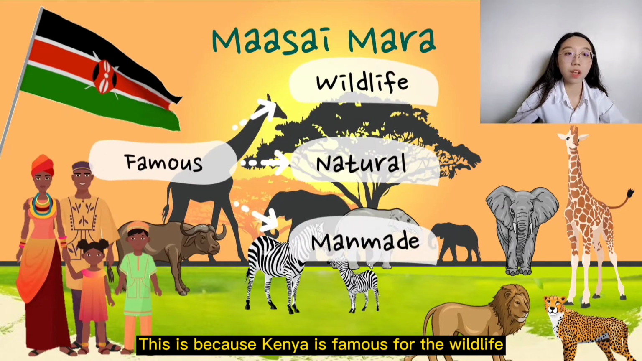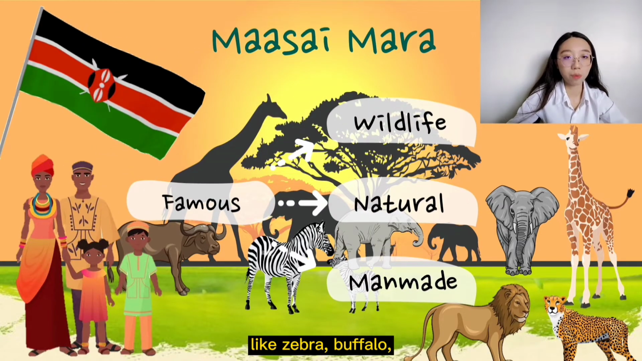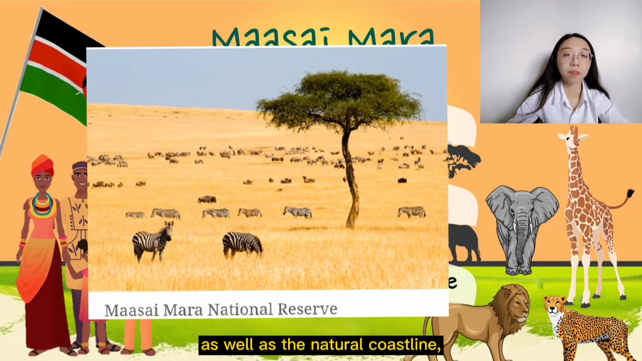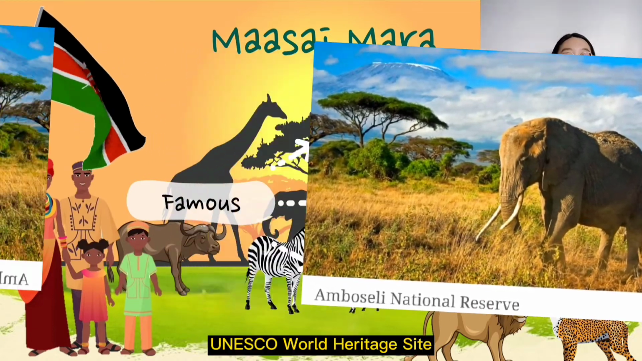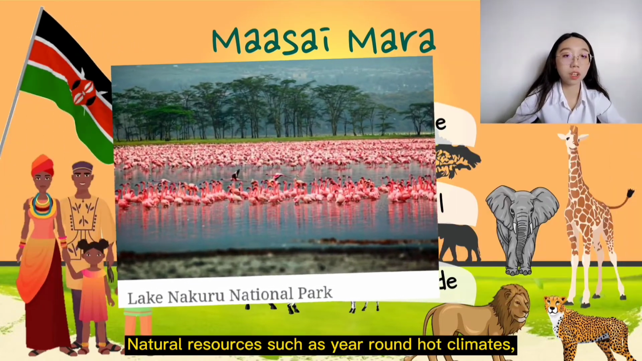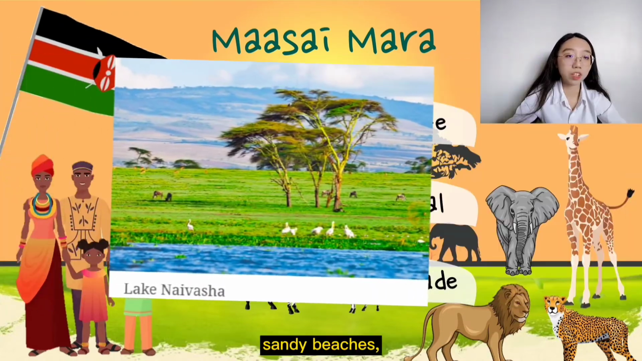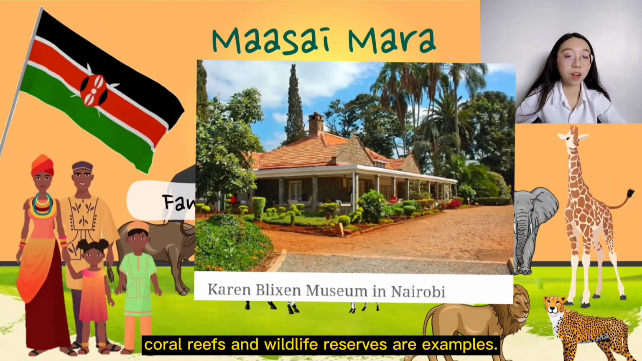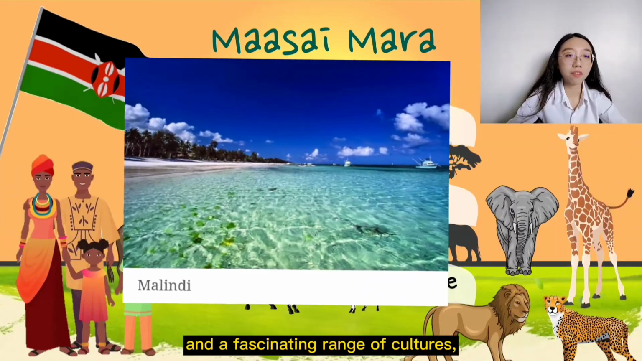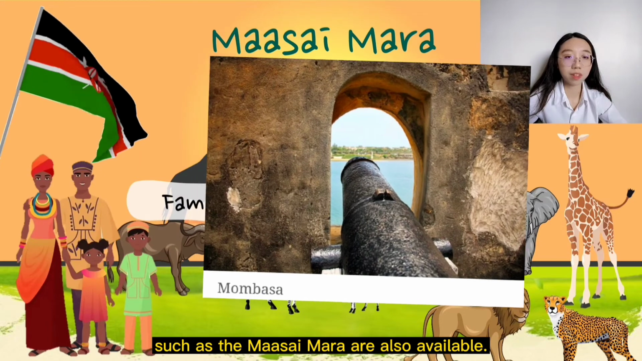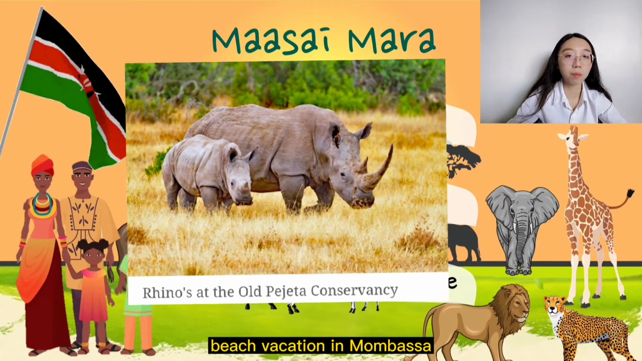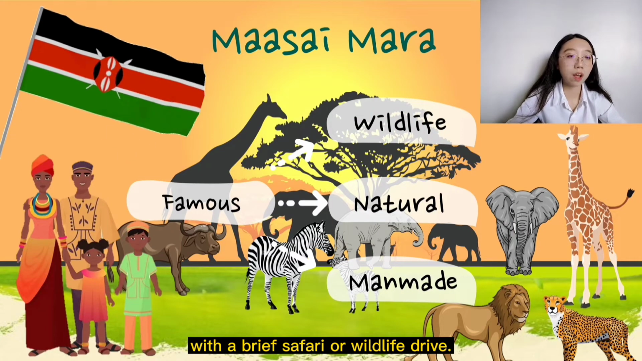This is because Kenya is famous for wildlife like zebra, buffalo, elephant, lion, cheetah, flamingo, and so on, as well as the natural coastline, UNESCO World Heritage Sites, and other natural and man-made sites. Natural resources such as year-round hot climate, sandy beaches, coral reef, and wildlife reserves are examples. Man-made resources such as well-developed infrastructure and a fascinating range of culture such as the Maasai Mara are also available. The majority of visitors combine a beach vacation in Mombasa with a brief safari or wildlife drive.